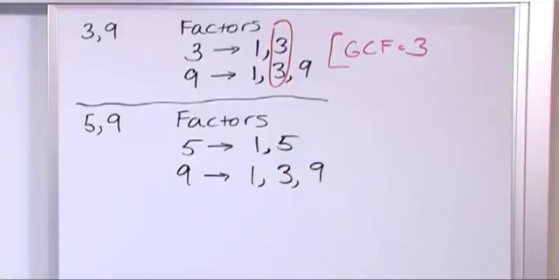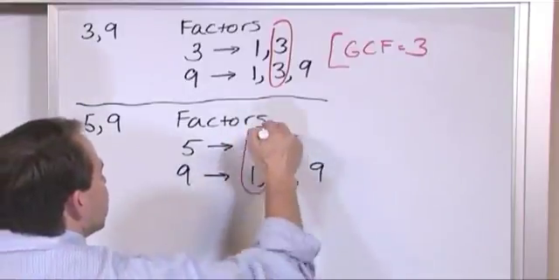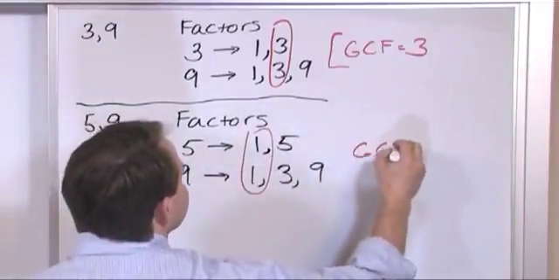I invite you to look at that and just see if you can find another number that will divide in. You won't be able to find one. So what we basically have here is that the only common factor we have is this one. So the greatest common factor is 1.